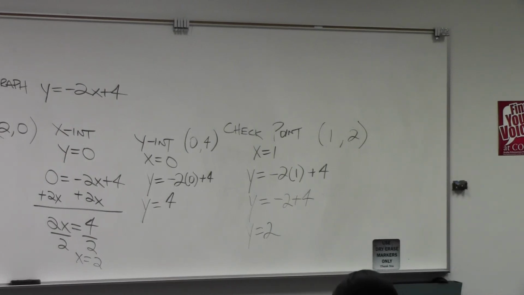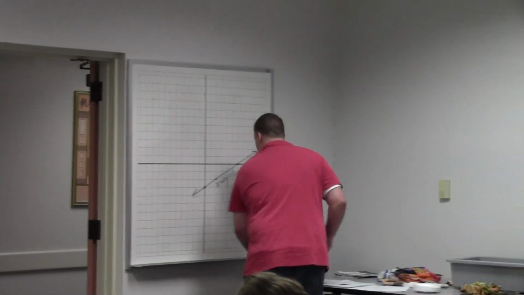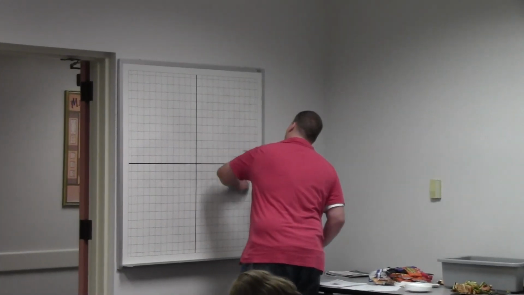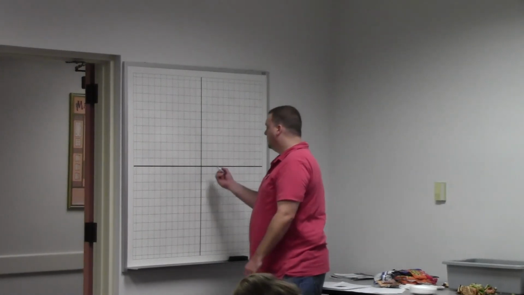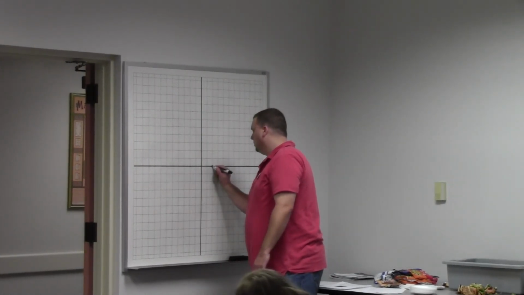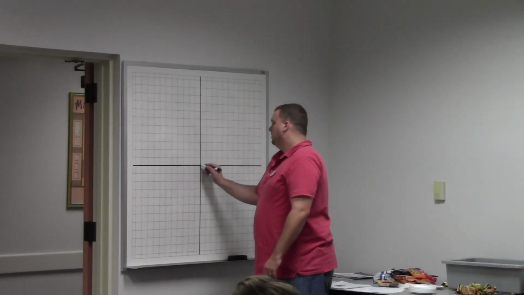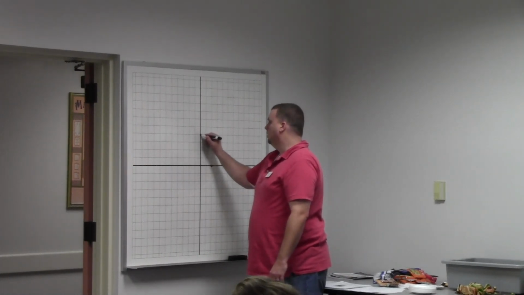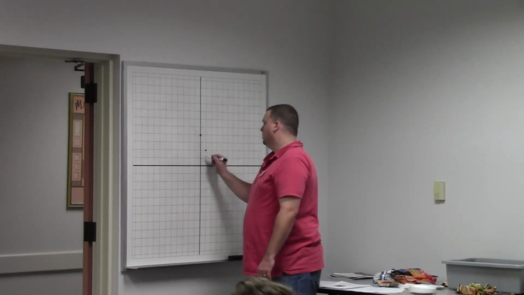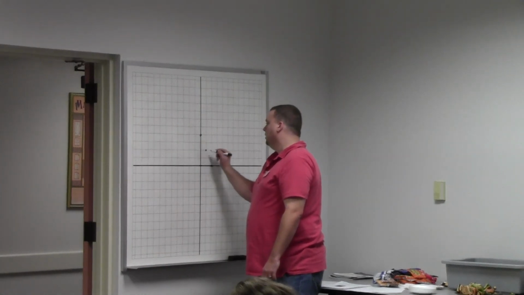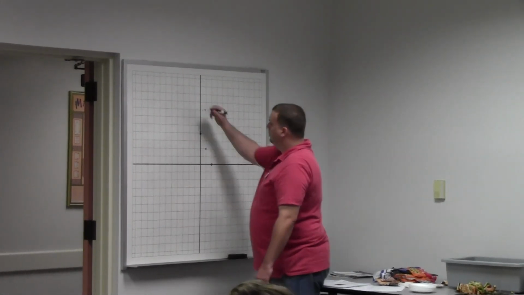Yeah, we have 3 points, so we can move over here. So where's my x-intercept at? 2, 0, so we got the 2 on the x-axis. Y-intercept? 0, 4. Up 4. And my checkpoint was at 1, 2. So over right 1, up 2. Those points line up.